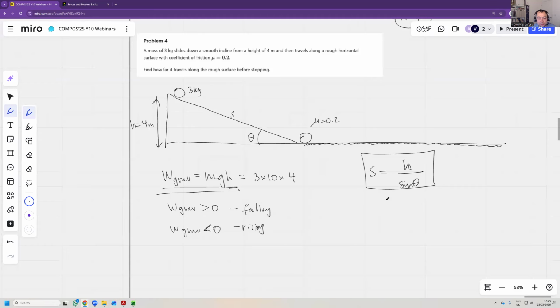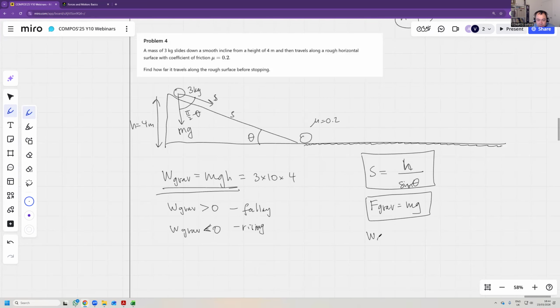Now, the force of gravity is mg, and the force is down, and you're moving this way. So this is s, and this is the force of gravity, which is mg. And you need this angle, and this angle is pi over 2 minus theta.